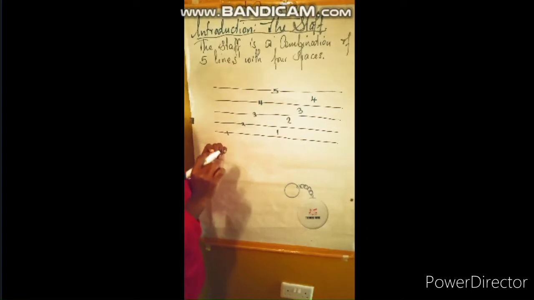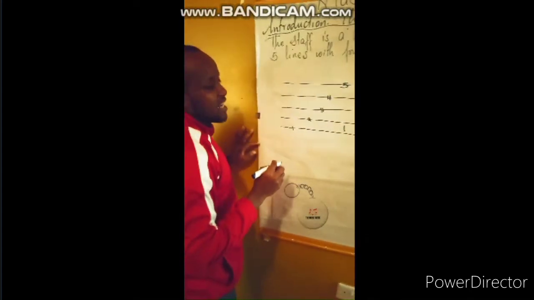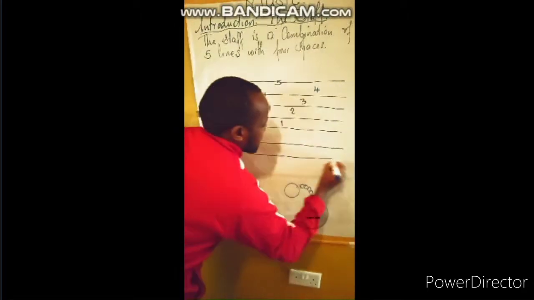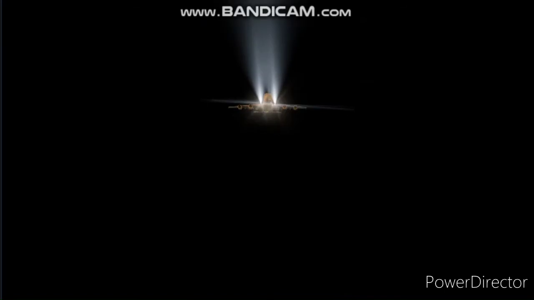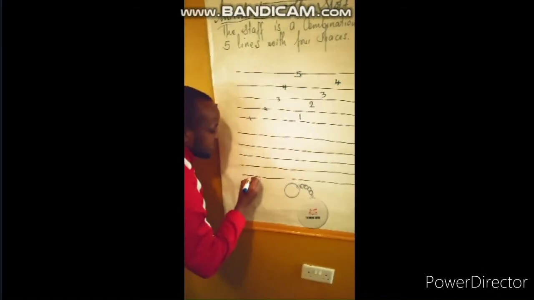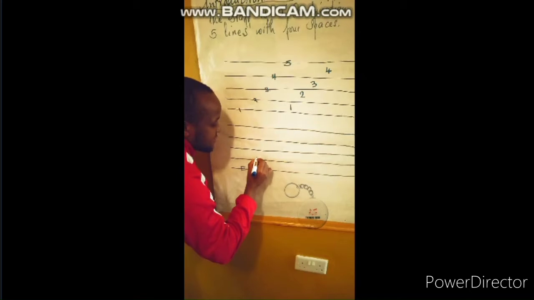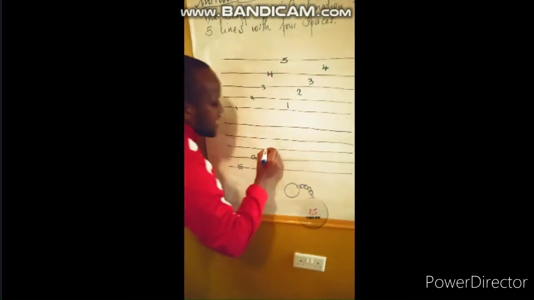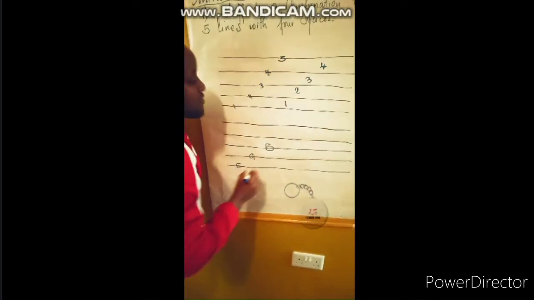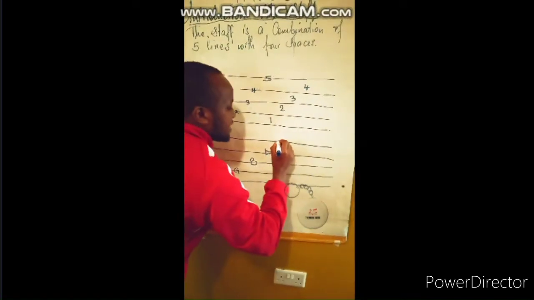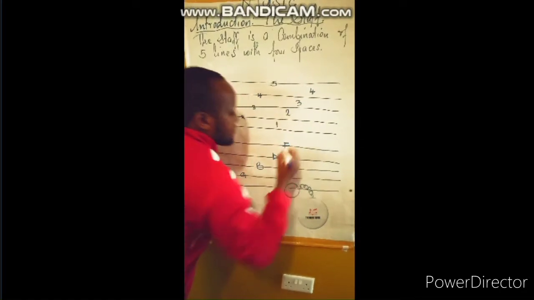The lines, we give them letter names. I drew for you the staff again with the letter names. At this point, we shall name the lines on G clef. The letter name for the first line is E. The second line is G. The third line is B. The fourth line is D. The fifth line is F.